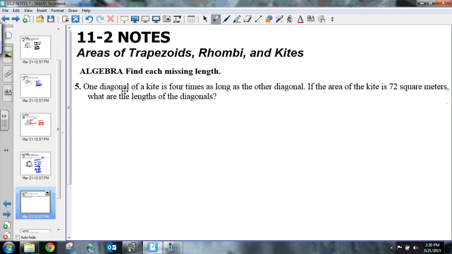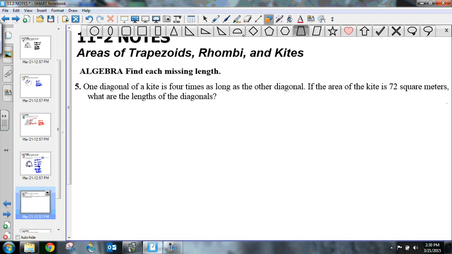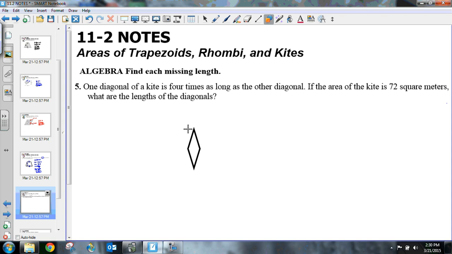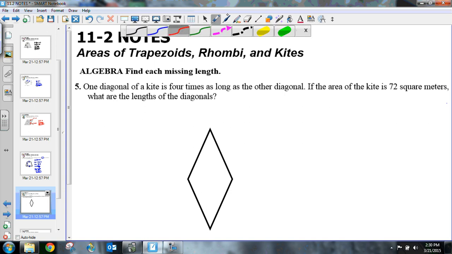All right, it says one diagonal of a kite is 4 times as long as the other diagonal. The area of the kite is 72 square meters. What is the length of the diagonals? So this is another one of those kind of tricky problems. Let me draw some sort of kite. All right, let's just call this one diagonal. Okay, this is reasonable. All right, let's use red here.